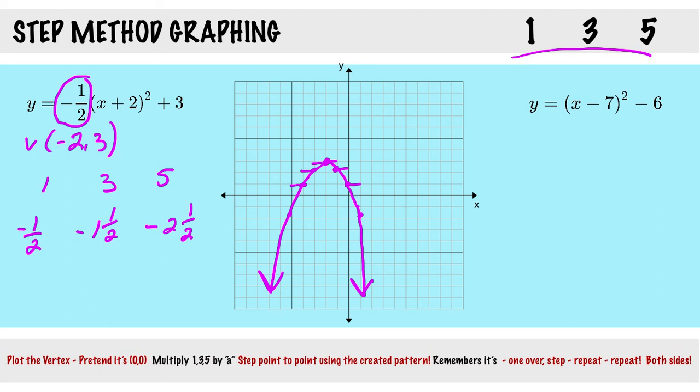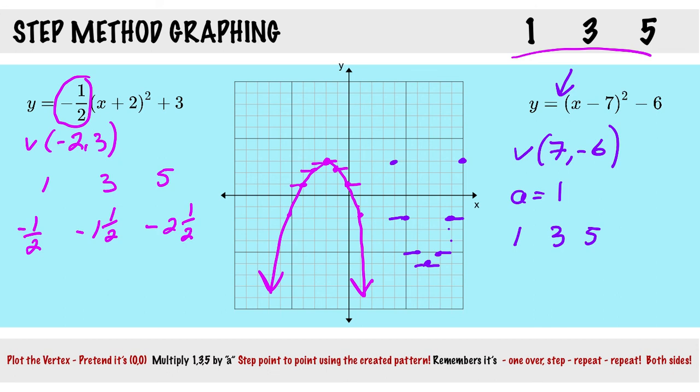On the other side, my vertex is flipped and kept. So 7, -6. The a value is 1, so my pattern doesn't change. Step to the right, up 1. Step to the right, up 3. Step to the right, up 5. Step to the left, up 1. Step to the left, up 3. Step to the left, up 5.